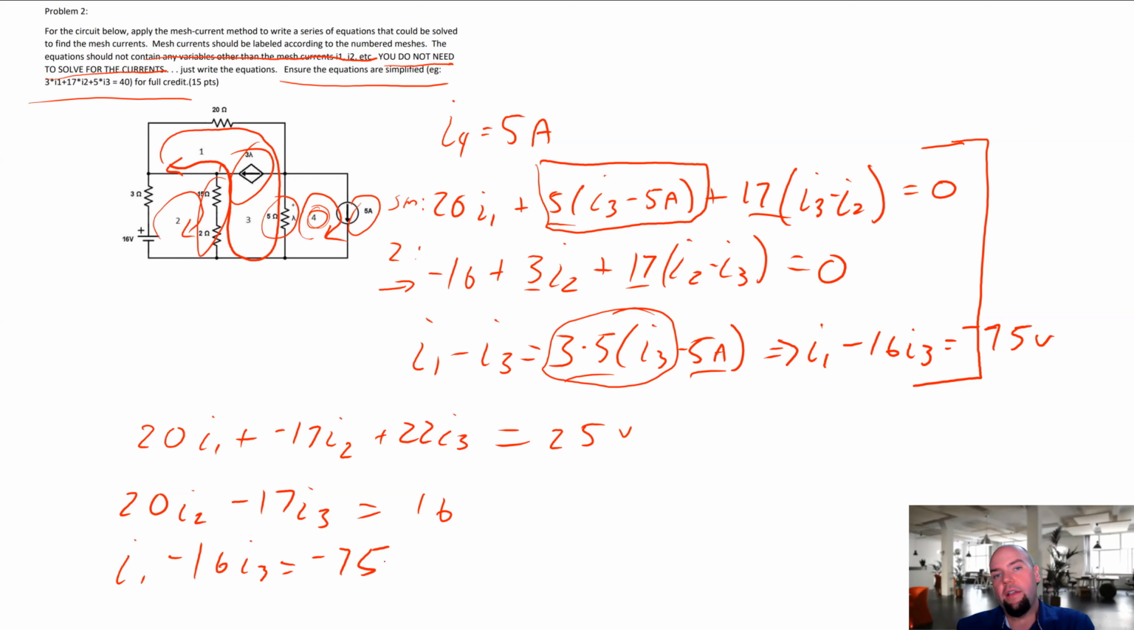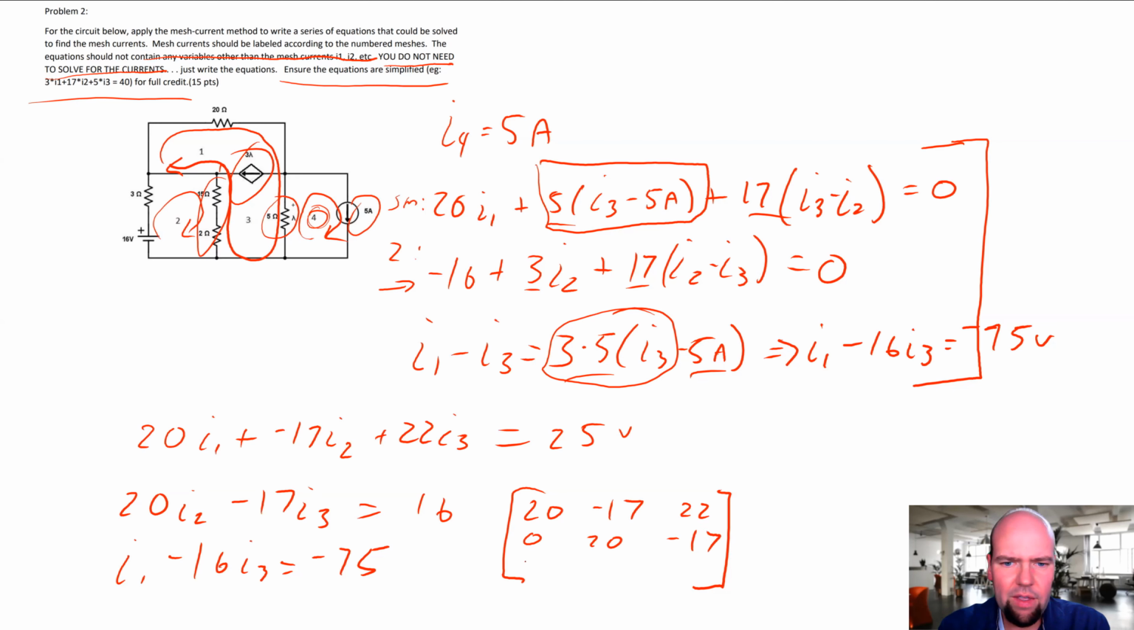Okay. And that wasn't the end of the world. We could have had you solve this. If you were solving this, though, you probably would have solved it in matrix form. If we'd been asking for the solution, matrix form probably would have been appropriate, which would have been okay, because if you had done this in matrix form, it would have been 20, negative 17, 22, 0, 20, negative 17, 1, 0, negative 16.